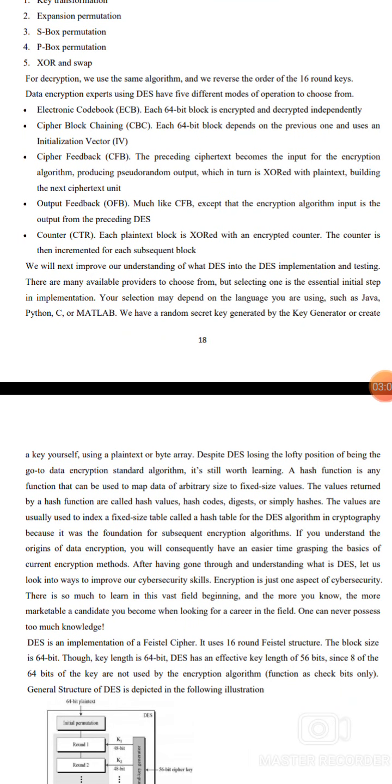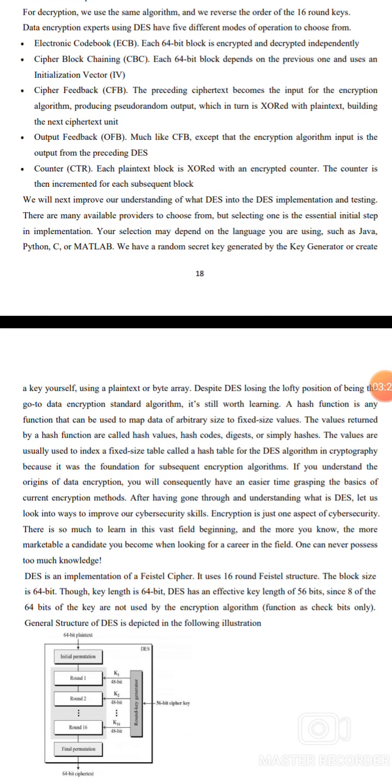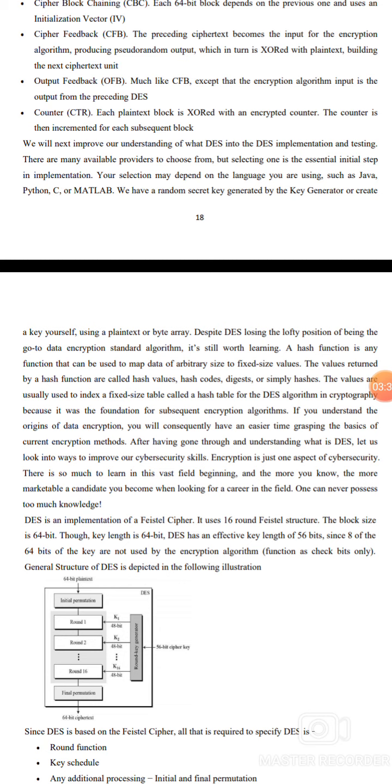DES uses five different modes of operation. The Electronic Code Book uses 64-bit blocks encrypted and decrypted independently. Cipher Block Chaining, CBC: each 64-bit block depends on the previous one and uses an initialization vector. Cipher Feedback: the preceding ciphertext becomes the input of the encryption algorithm, producing pseudo-random output which is then XORed with the plain text, building the new ciphertext unit.